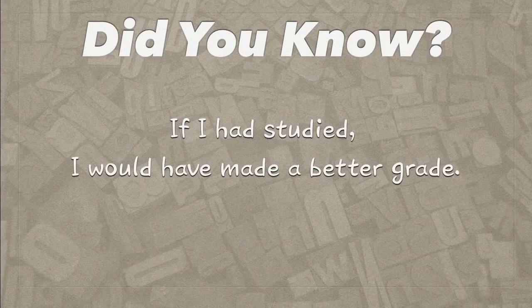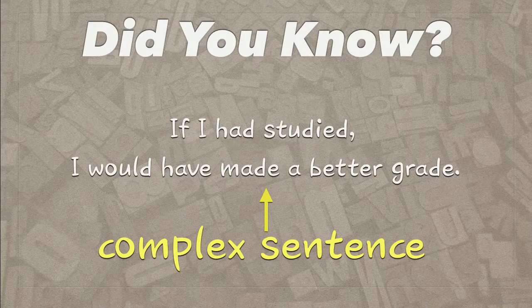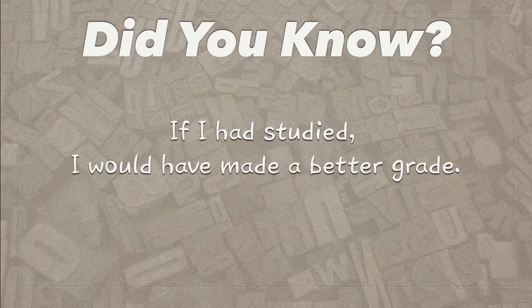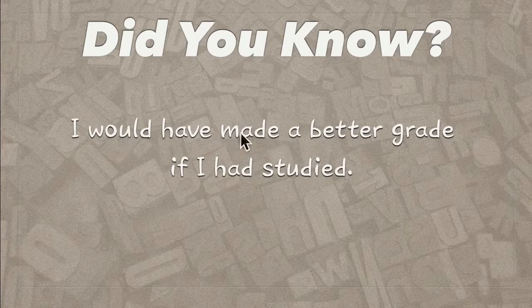And did you know? Did you recognize that all of these sentences are complex sentences? That means they have a dependent clause and an independent clause. And you can switch these. You can put the independent first or last. For example, instead of if I had studied, comma, I would have made a better grade, you can switch. I would have made a better grade, no comma, if I had studied. It's the same thing. There's really no difference. It's just preference.